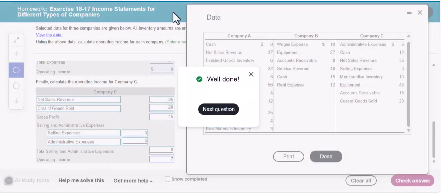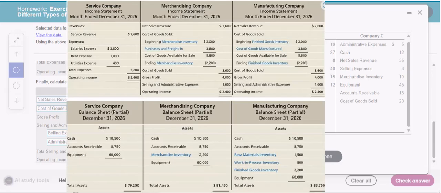Well done. So in future homework problems, we will sometimes have to show how the cost of goods sold is calculated. In other words, we won't have a cost of goods sold calculated for us like in this problem in the data table, and we'll have to break it out like in this: beginning finished goods plus cost of goods manufactured equals goods available for sale minus ending inventory gives you the cost of goods sold. So you need to get used to working with the cost of goods sold formula, and that is it.